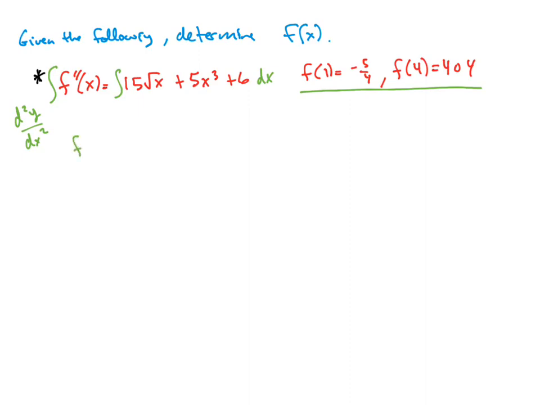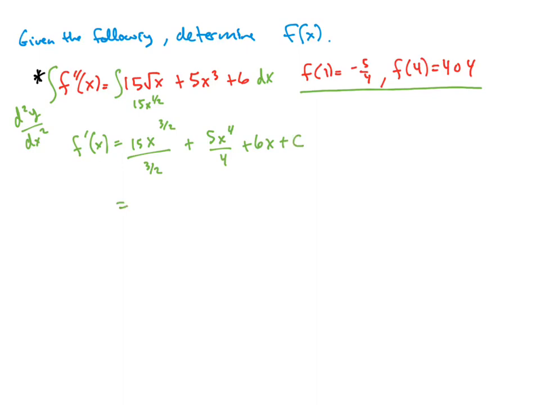So that'll actually leave us with f prime of x. Okay, so this is 15x to the 1/2. So I'm going to raise that exponent by 1. So I get x to the 3/2, and then I divide by that same exponent, plus 5x to the 4th divided by 4, plus 6x plus c.